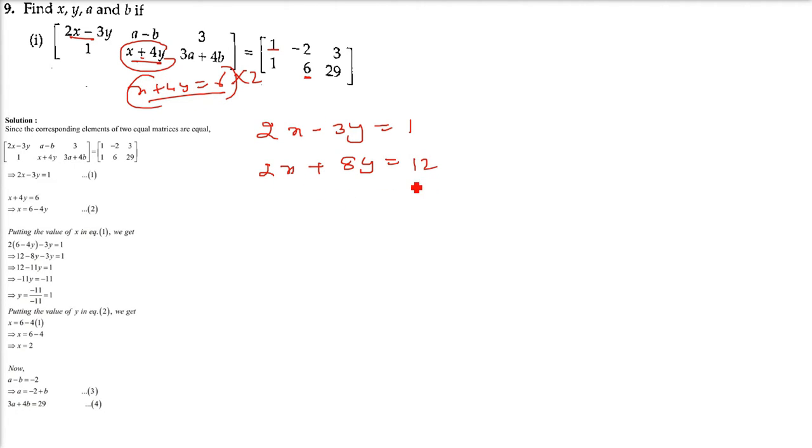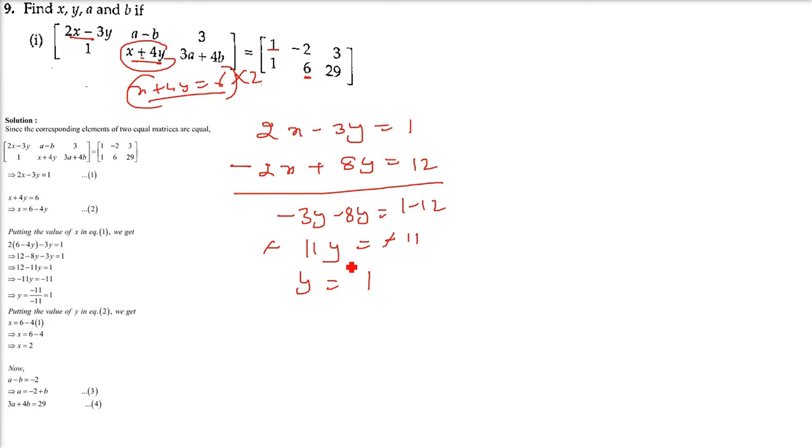Now just add these and subtract basically, so that you get cancel 2x and 2x. So minus 3y minus 8y is minus 11y. 1 minus 12 is negative 11. So negative 11y equals negative 11. So this gets cancelled. Y equals 1. So when you have y equals 1, put it here in any of the equation. 2x minus 3 into 1 equals 1. 2x equals 1 plus 3 is 4. X equals 4 by 2, that is 2.